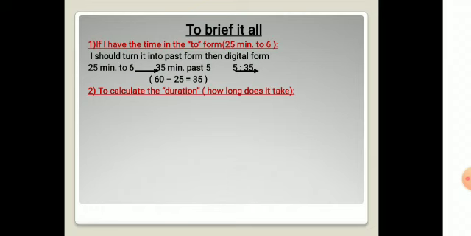So can I write this in the digital form? Yes, it's very easy. To convert from the past to digital form, it's very easy. I should write it as it is. 5:35.